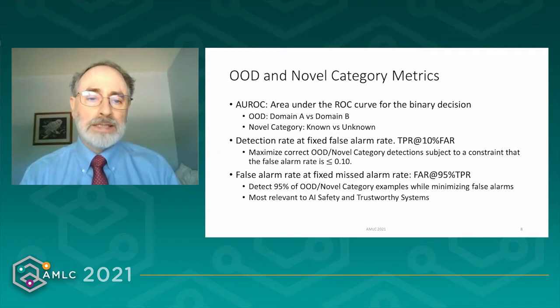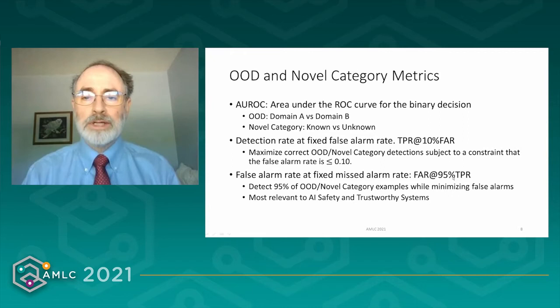Conversely, in AI safety type applications like a self-driving car, we're more concerned about the missed alarm rate. So we want to ensure that, say, we're getting a 95% true positive rate and only missing 5% of the aliens. And then subject to that, we want to minimize our false alarm rate.